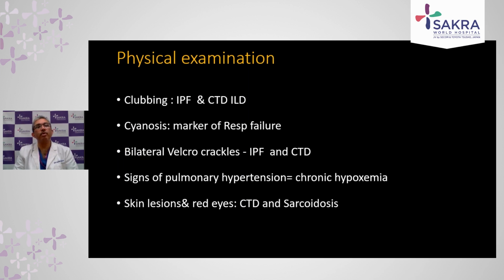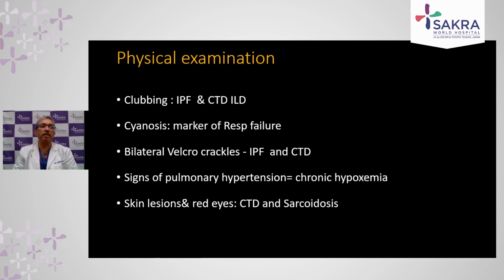Idiopathic pulmonary fibrosis can be associated with clubbing. It's a prominent sign. Presence of cyanosis indicates that it is severe and is causing respiratory failure, usually more important in patients who present acutely, because this patient would need a triage to go into intensive care unit. Bilateral Velcro crackles, like the Velcro strap, would be very characteristically heard in idiopathic pulmonary fibrosis and also in chronic conditions such as rheumatoid-related lung disease. Signs of pulmonary hypertension are, again, indicative of chronic hypoxemia seen in idiopathic pulmonary fibrosis.